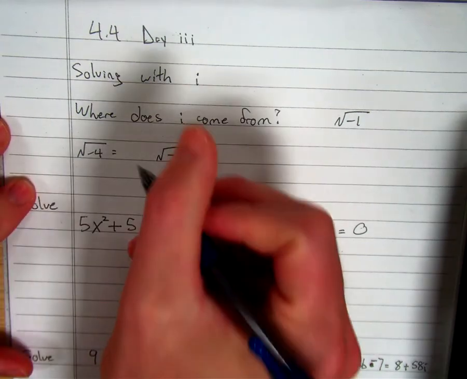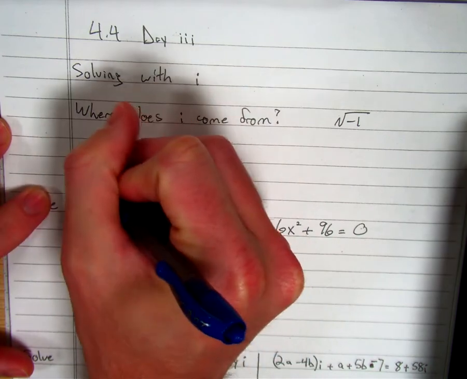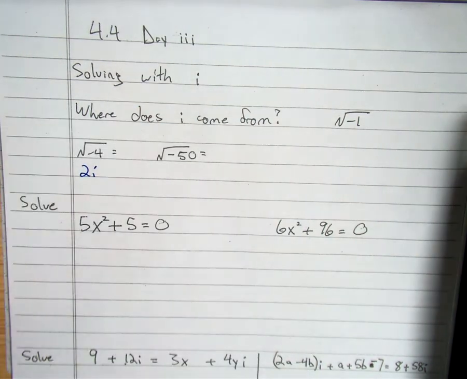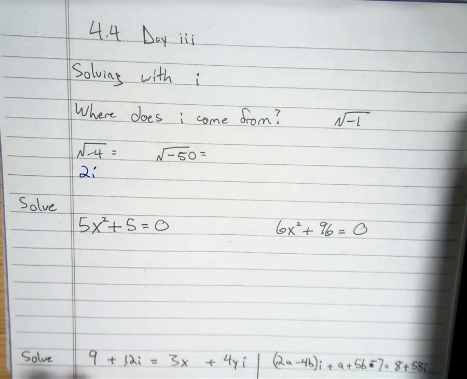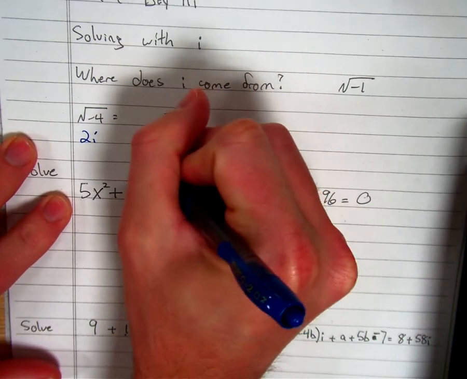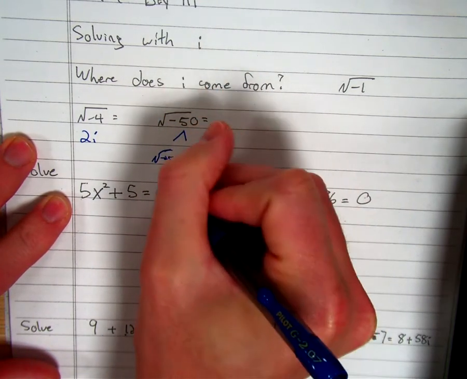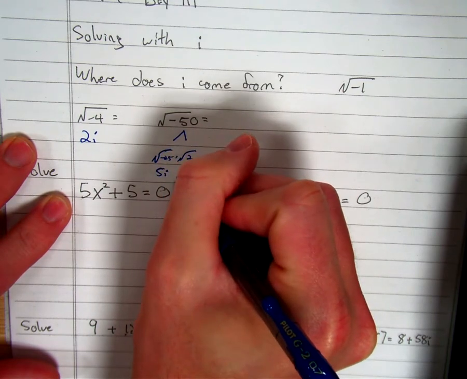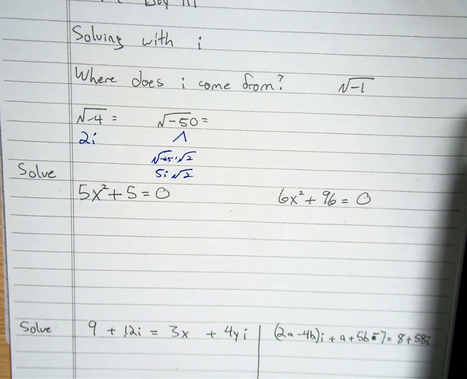So the square root of -4: positive 4 would have been 2, -4 is going to be 2i. Sometimes they don't come out quite as clean. The square root of -50 we're going to have to break apart into the square root of -25 times the square root of 2, and we'll get 5i square root of 2. Okay? Now let's take that and go forward in solving.